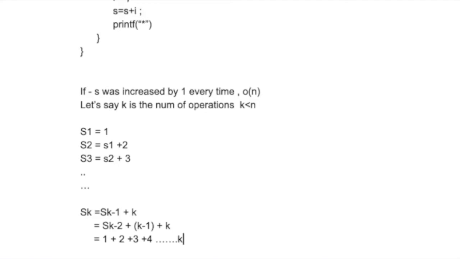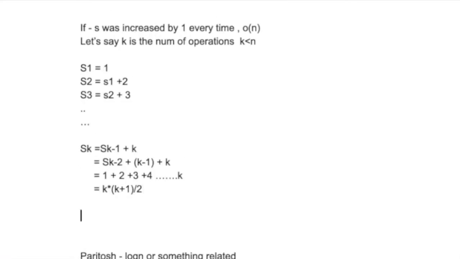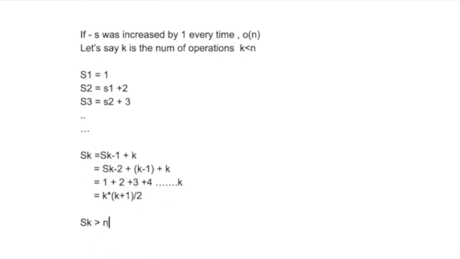This line is clear, guys? This is very important. Did you see how it got converted into 1 plus 2 plus 3 plus 4 till k? Perfect. So the sum of the first k natural numbers will be equal to k into k plus 1 divided by 2. So when we come out of the loop, s of k at that time will be greater than n. And we can replace the value: k into k plus 1 divided by 2 is greater than n.